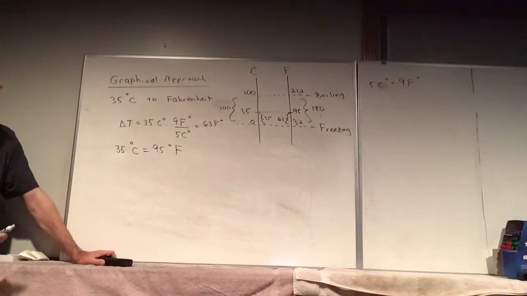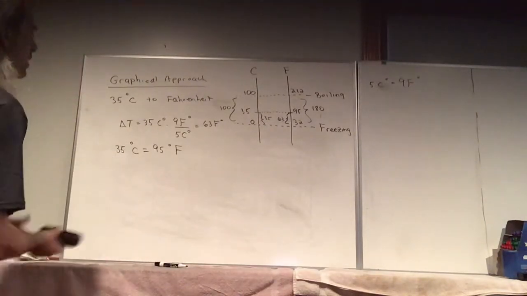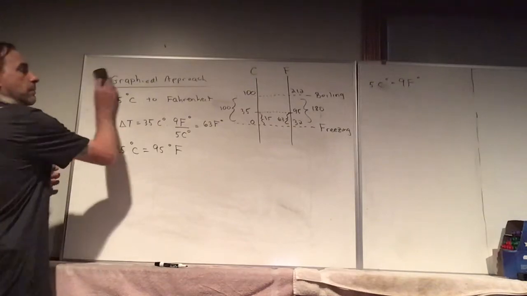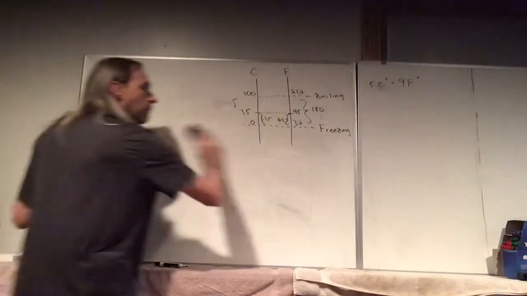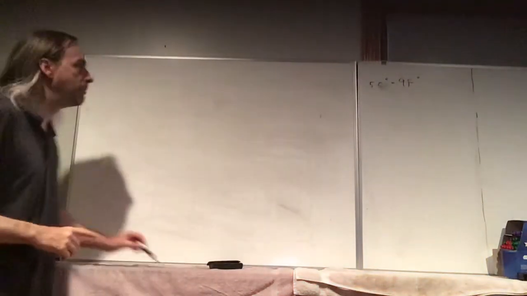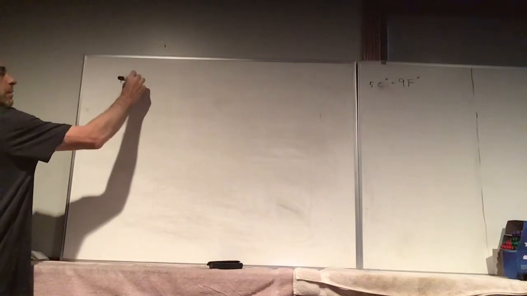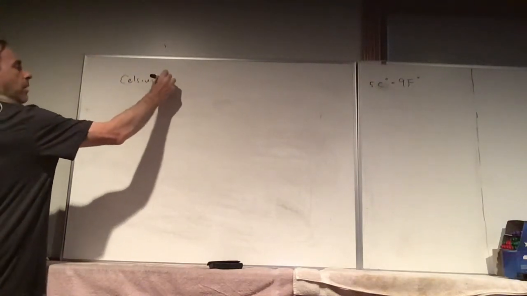Now I want to look at another approach. We can come up with an equation that's just going to convert back and forth between them. So let's do that next. And again, let's start by converting. Let's find a formula that's going to convert from Celsius to Fahrenheit.